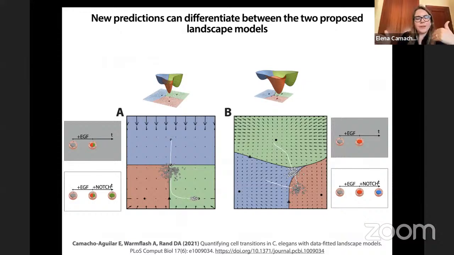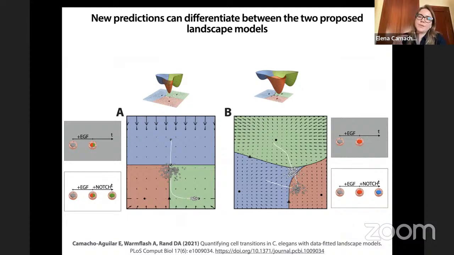So we came up with an experimental condition where, if one adds EGF for a certain time, our model predicts that cells are in a position where they can become either primary or secondary. And from that position, if you add Notch and wait for another period, we would expect with our model that the cells will become secondary.